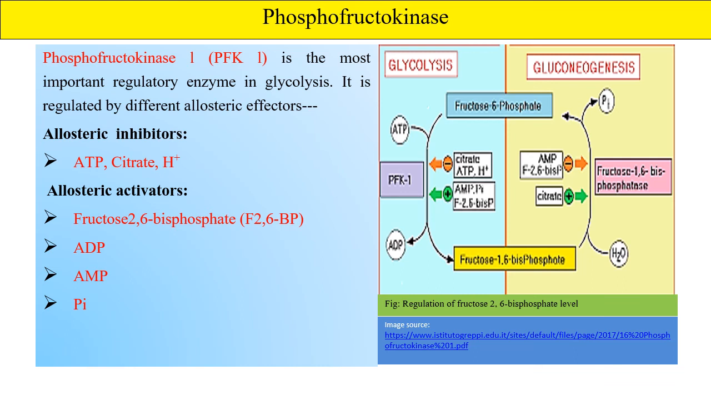The allosteric activators are fructose-2,6-bisphosphate, ADP, AMP, and inorganic phosphate. Fructose-2,6-bisphosphate allosterically increases the substrate affinity of phosphofructokinase 1 for fructose-6-phosphate and decreases the affinity to allosteric inhibitors like ATP, citrate, etc.